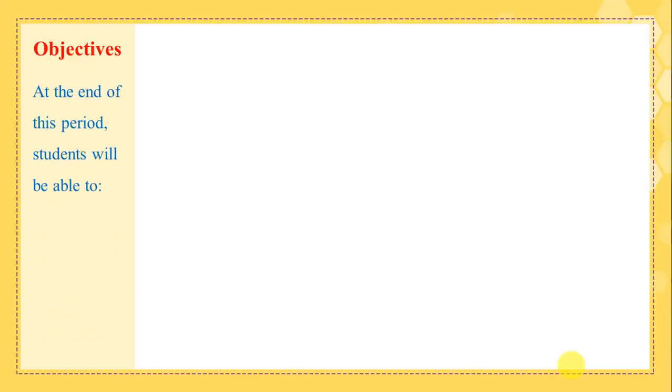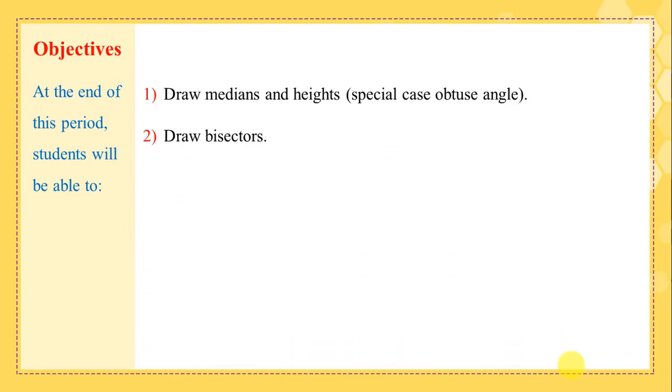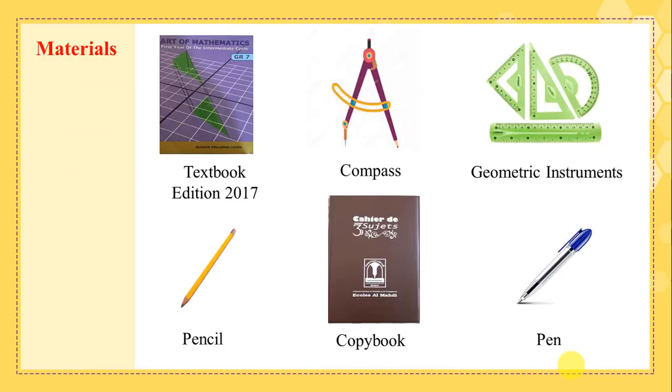Triangles construction part 3. At the end of this period, students will be able to draw medians and heights, special case obtuse angle, and draw bisectors. These are the materials we are going to use.